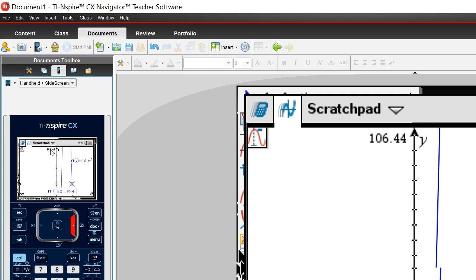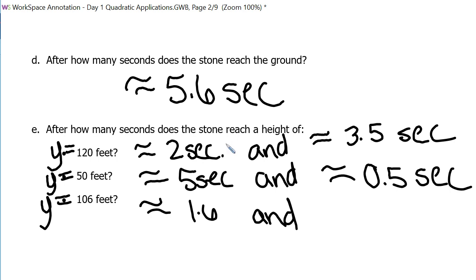Let's see, there's 108, there's 95.4, so I know 106 will be between those two. So my answer needs to be between 4.2 and 3.9. So what would that answer be? 4. 4? So that's really just introducing you to your calculator.